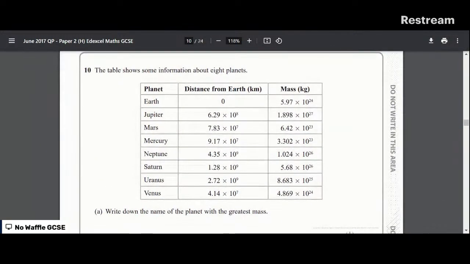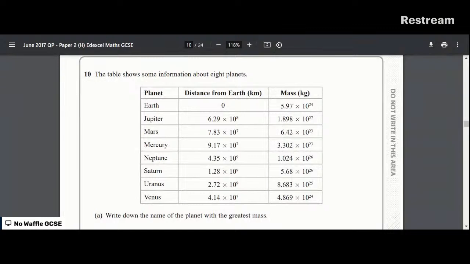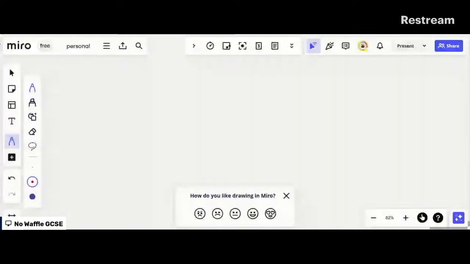The table shows some information about 8 planets. Write down the name of the planet with the greatest mass. So this is using your standard form abilities. So what has the greatest value in terms of standard form? It might just make sense to look at the last 2 numbers. You can see that Jupiter seems to have the largest power of 10, times 10 to the 27. So therefore, let's say Jupiter is the planet with the greatest mass.